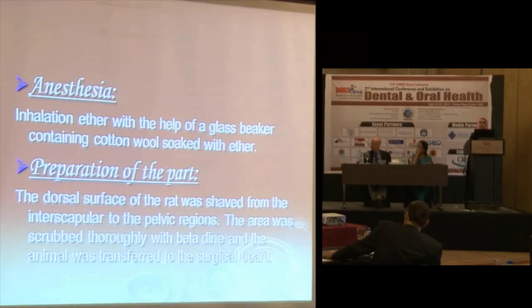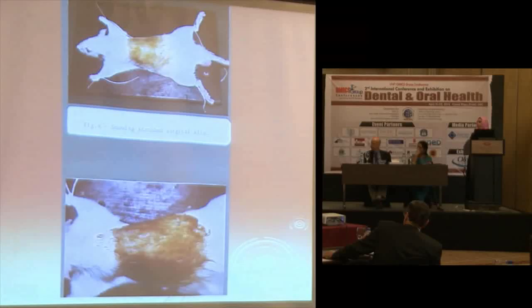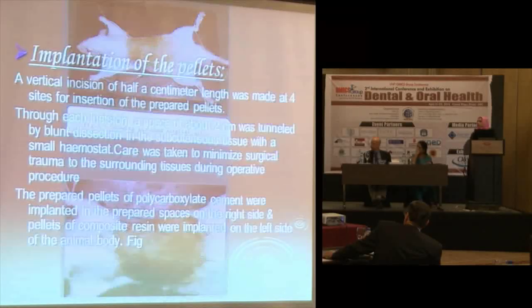Then inhalation ether, with the help of a glass beaker containing cotton wool soaked with ether, was employed as anesthesia. Then the preparation: the dorsal surface of the rat was shaved from the interscapular to the pelvic region. The area was scrubbed thoroughly with betadine and the animal was transferred to the surgical board. This is showing the scrubbed surgical site.